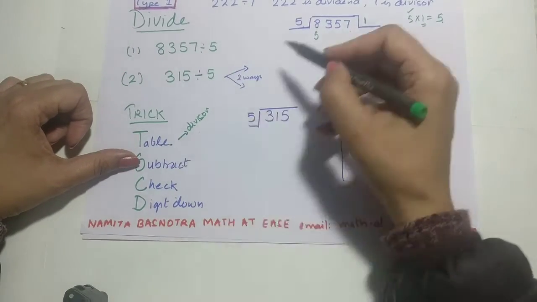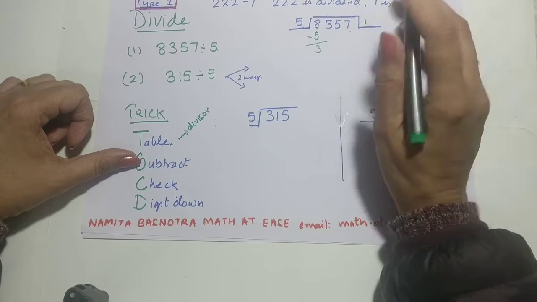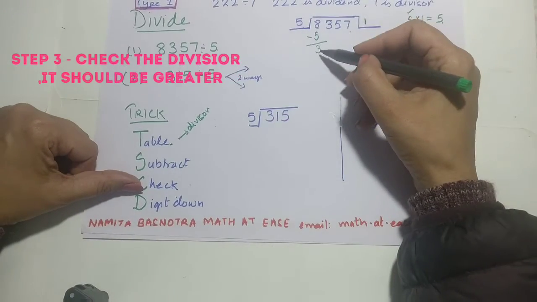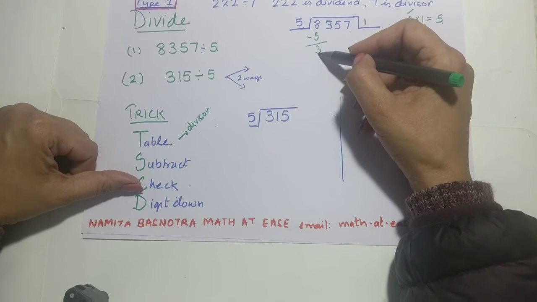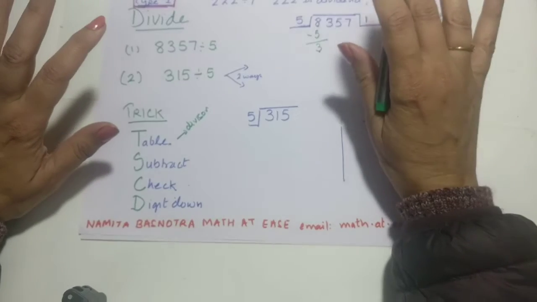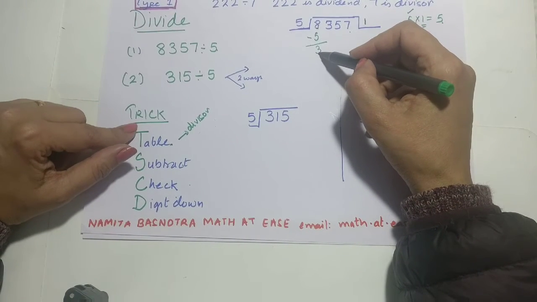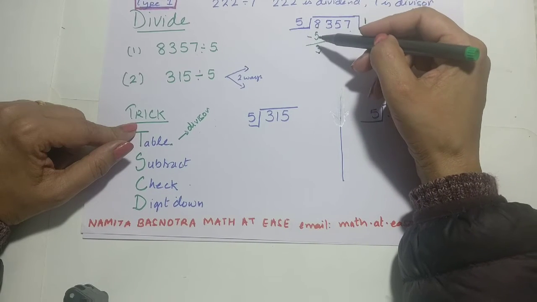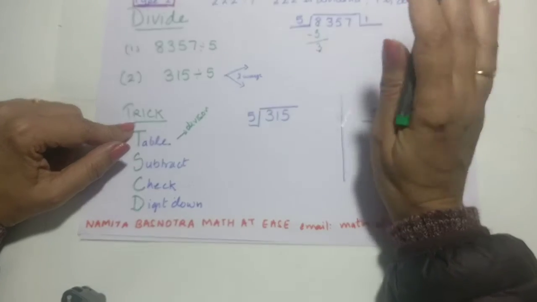Second step is subtract. So 8 minus 5 is 3. Easy. And what is the third step? Third step is check. Every time you subtract, you have to check that the remainder you're getting in this step should always be smaller than the divisor. If it is smaller than the divisor, it is safe, you can go ahead. But if it is not smaller than the divisor, that means you have to step back and do it again and check your table again. Okay, easy. So let's check. 3 is smaller than 5, so it is correct.